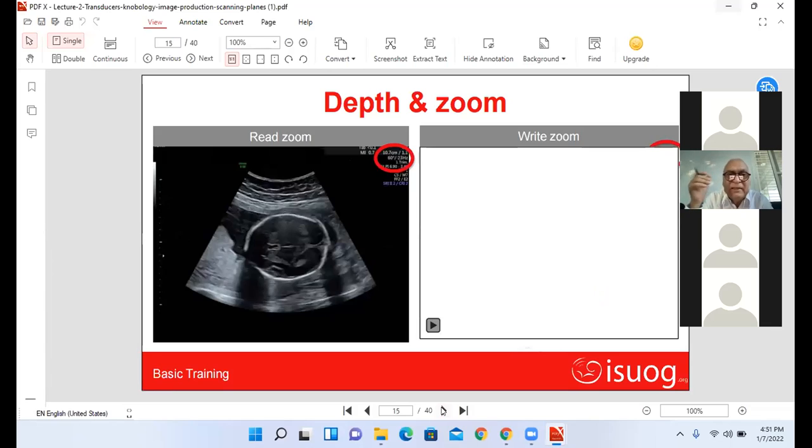Also, when we decrease the depth, the frame rate increases, giving us a better resolution. Now, zoom is a must for everything. For example, when we are measuring a BPD, we measure it from the outer rim of the nearest part and the distal part of the skull, the inner line, where we have to put a cross, the caliper. So what if we don't zoom in? Then we will not be able to put the cursor in the appropriate place.